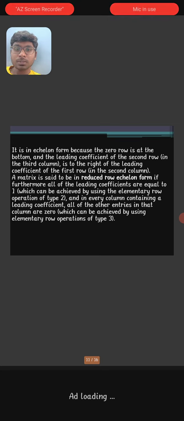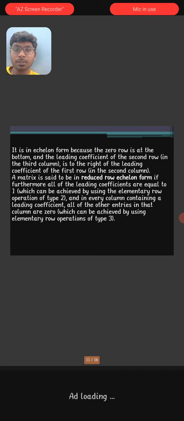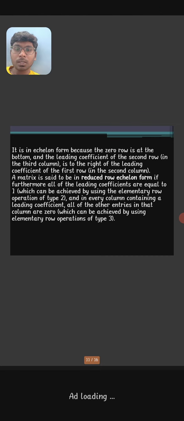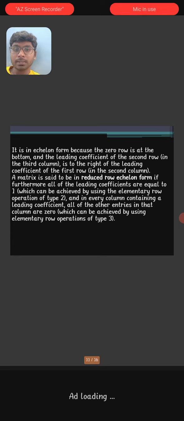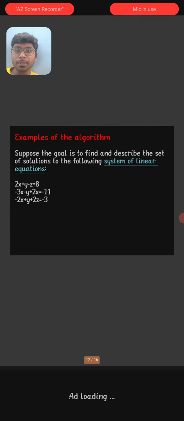A matrix is said to be in reduced row echelon form if, furthermore, all of the leading coefficients are equal to 1, which can be achieved by using the elementary row operation of type 2, and in every column containing a leading coefficient, all of the other entries in that column are 0, which can be achieved by using elementary row operations of type 3.